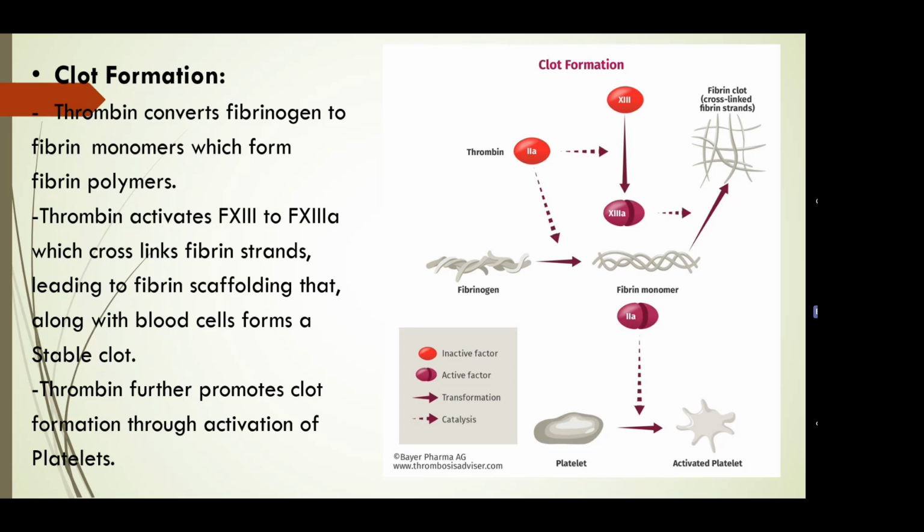Thrombin further promotes clot formation through activation of platelets. You can see the various functions of thrombin in the process of fibrin formation. It is converting fibrinogen to fibrin monomers, it is activating factor 13 that will cross-link the monomers, and at the same time it is activating more platelets to play a role in further coagulation.